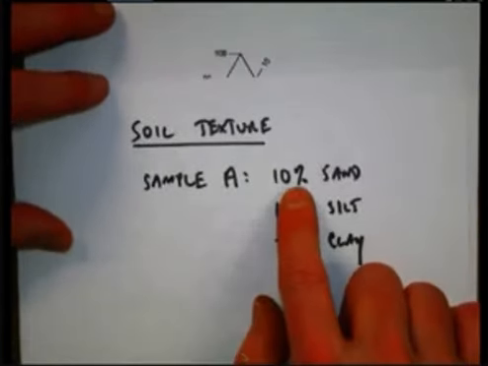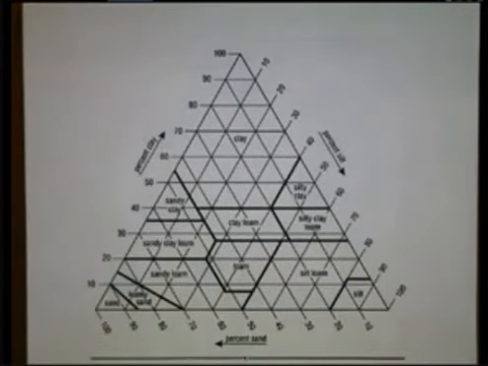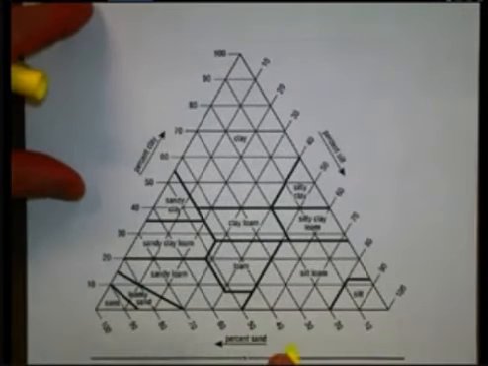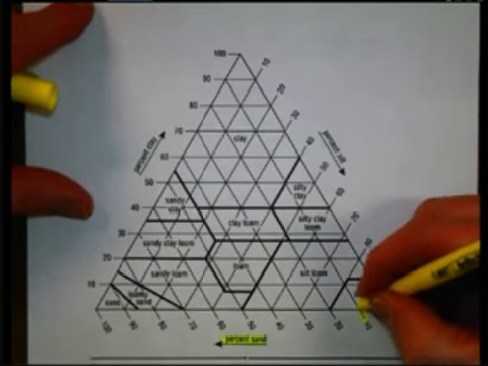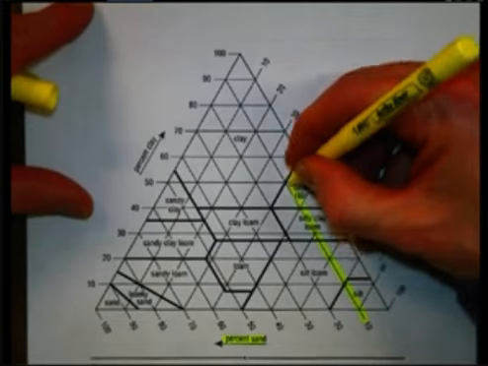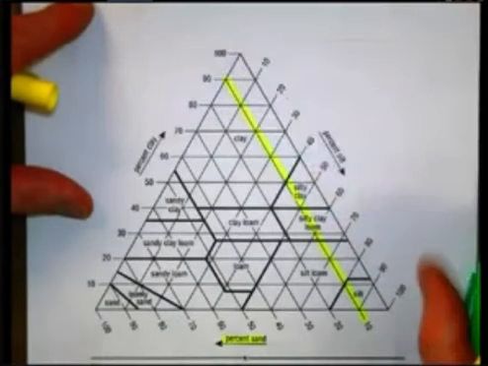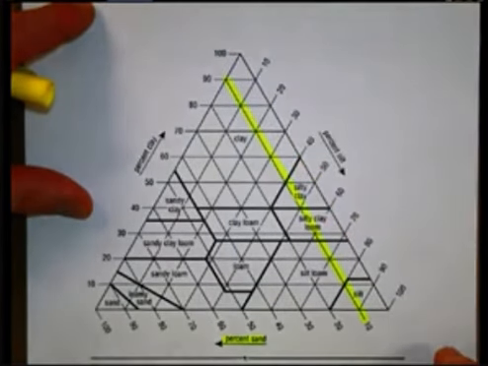So the first one we'll do is the sand content. So 10% sand. That's this bottom axis right here. I'm going to go ahead and just highlight that that's the percent sand. Remember, it increases from right to left, so there's the 0% sand, there's the 10%, so this line right here represents all points that have a soil texture of 10% sand.